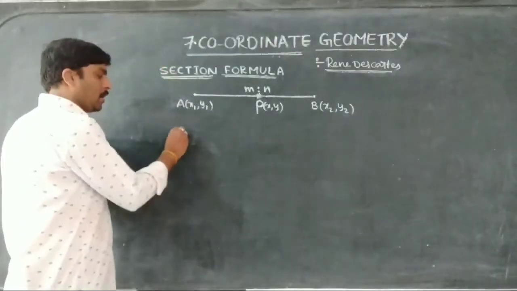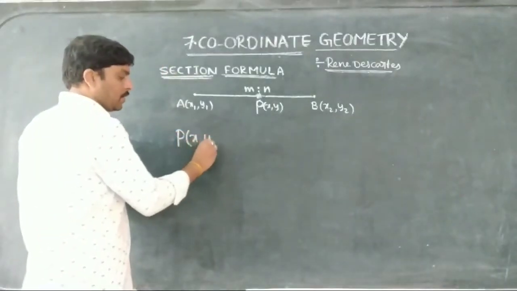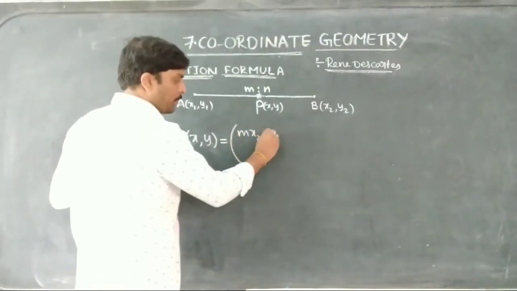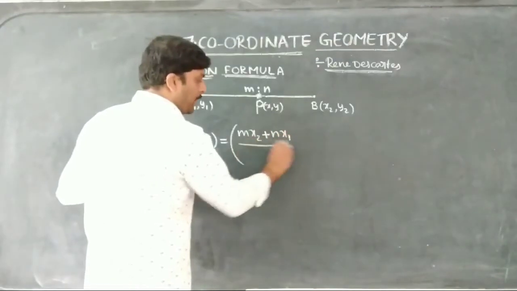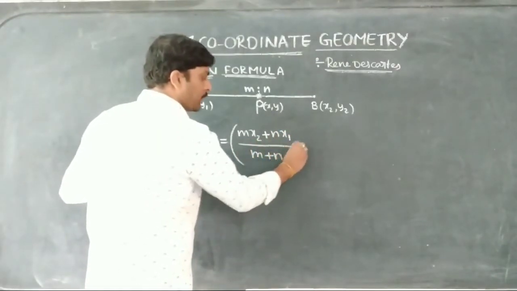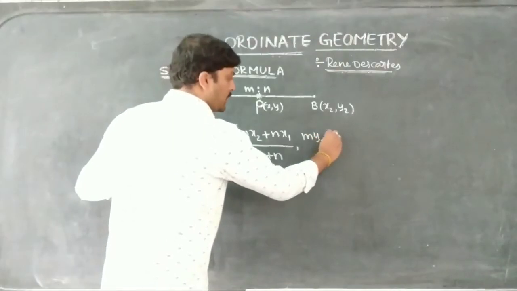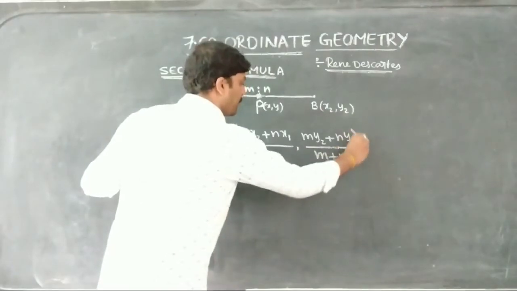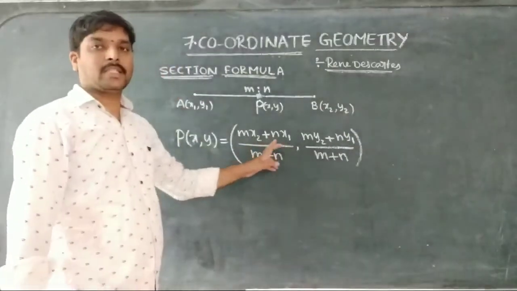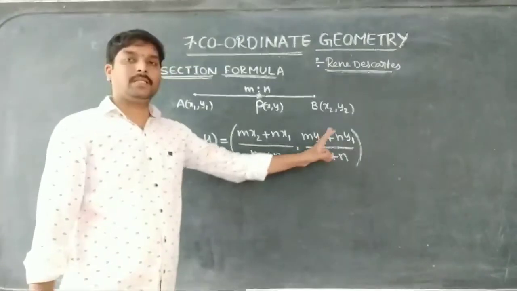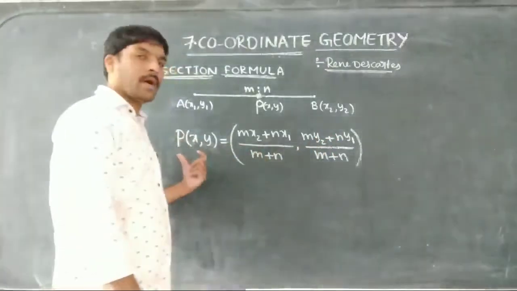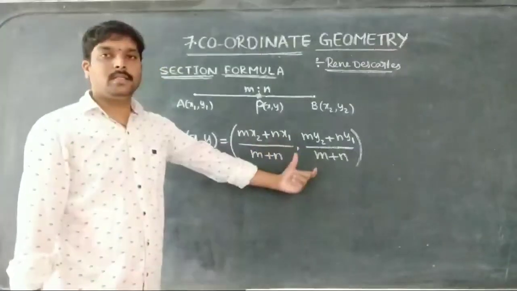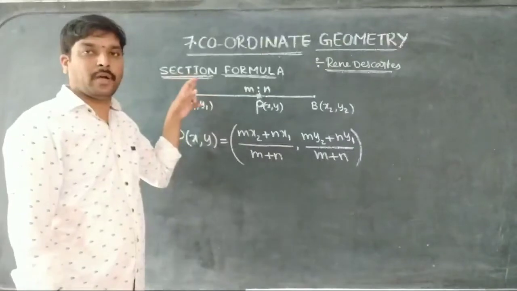So P (x, y) is equal to, this is the formula, (mx2 plus nx1) by (m plus n), (my2 plus ny1) by (m plus n). These are the coordinates of the point P. This is the formula that is called the section formula.